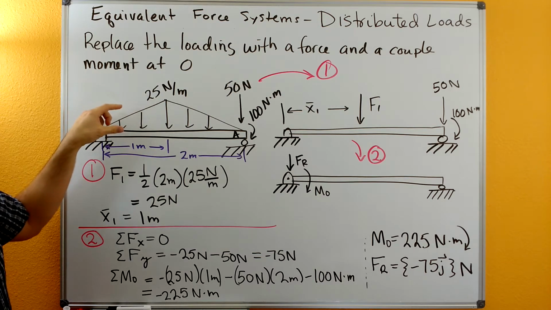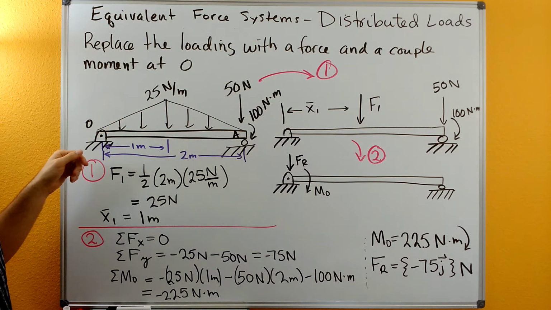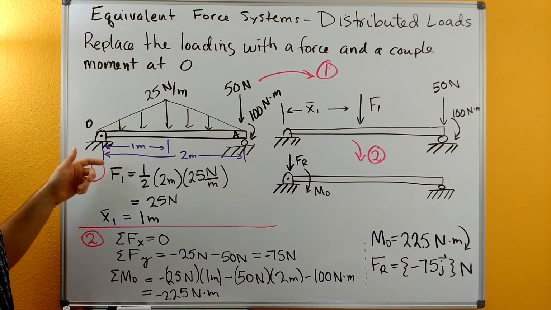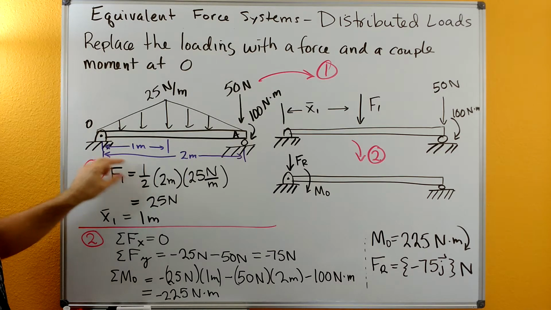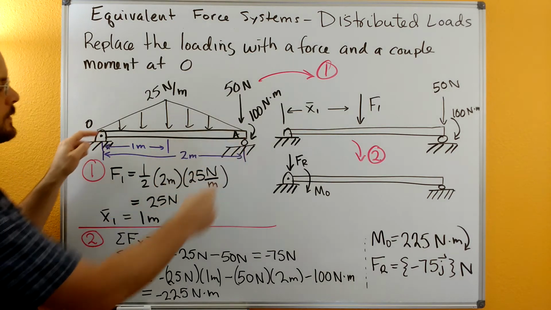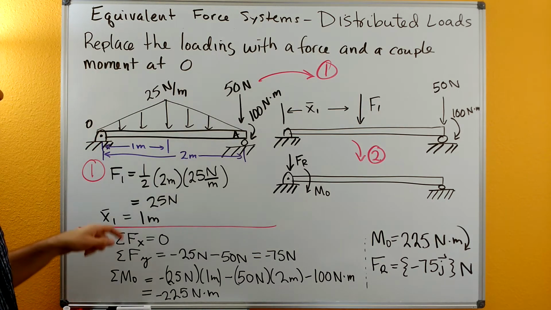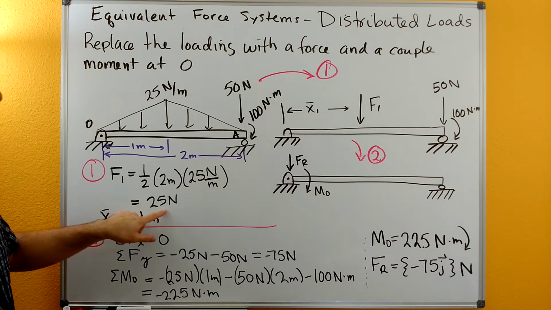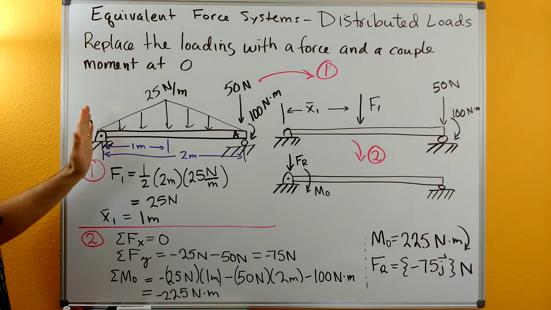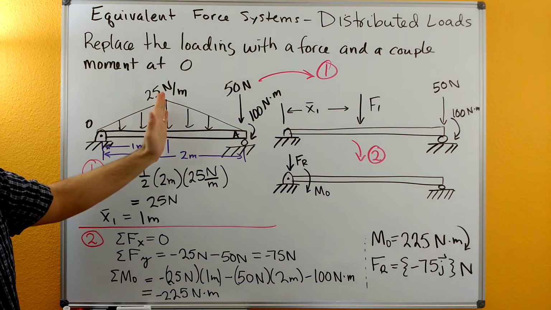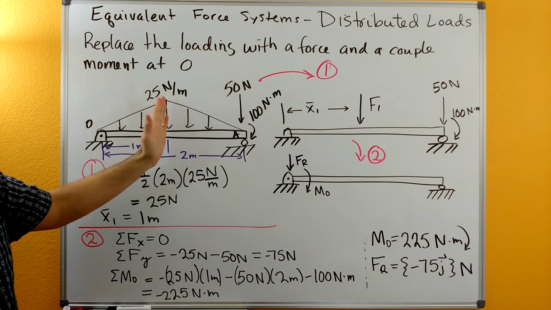So this is a triangle, so the total area underneath is going to be 1/2 base times height. We have 1/2, the total base is 2 meters, and the height is going to be that 25 Newton per meter. So doing the math on this gives us 25 newtons, and then the centroid of this triangle is going to be right here in the middle.